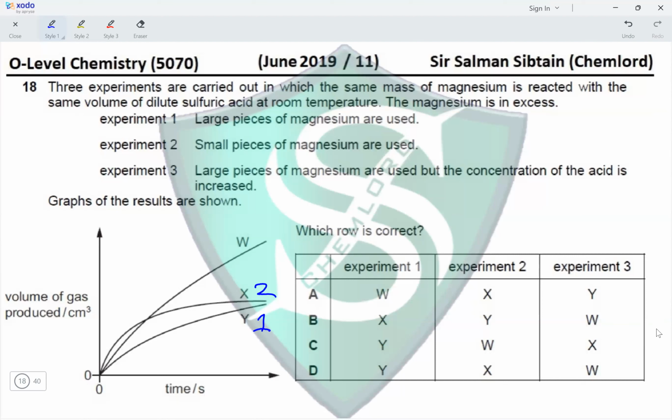However, the volume released in experiment 3 would be greater because you've got a greater concentration of acid. So W is the graph for experiment 3, and that is exactly what they have asked. Which row is correct? Experiment 1 is Y, so C and D may be the correct options. Experiment 2 is X, which eliminates option C, and experiment 3 is W, which is also correct for D. Therefore, option D is the correct option for this question.